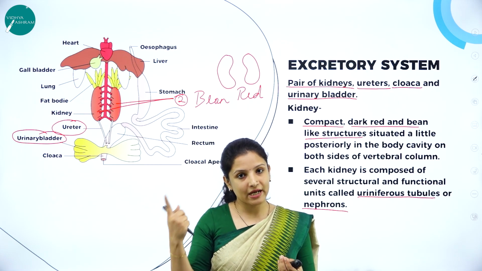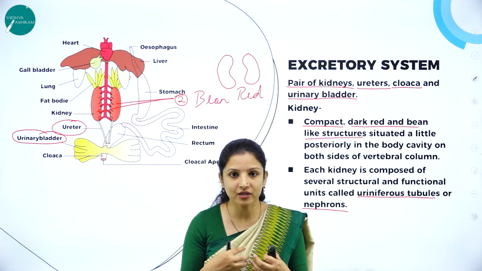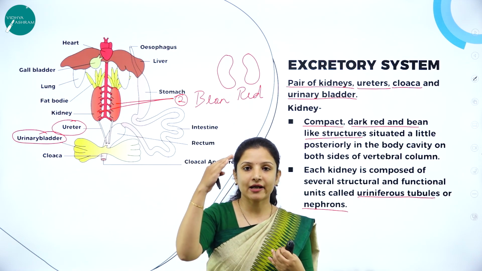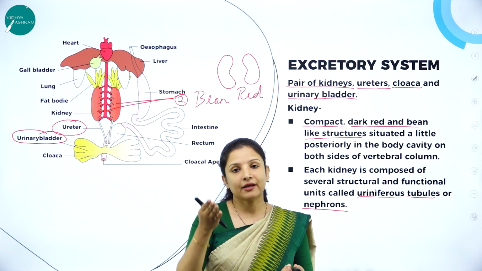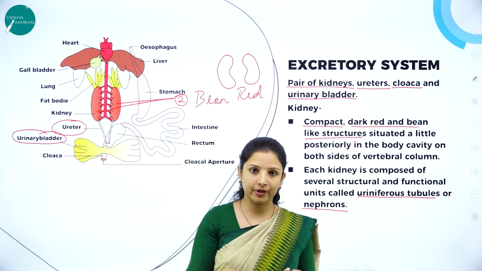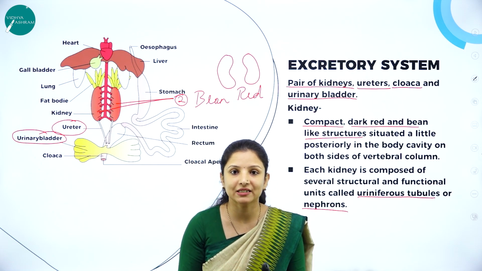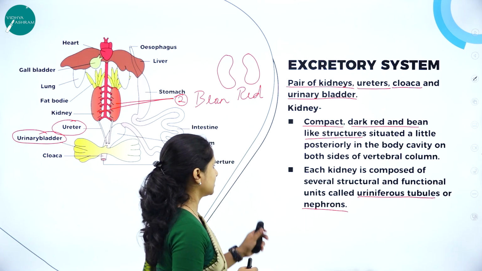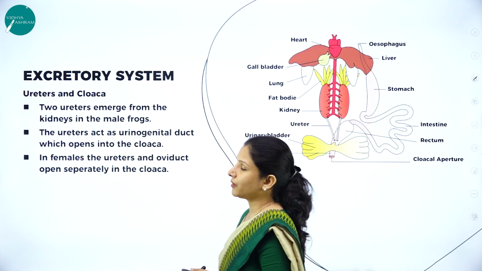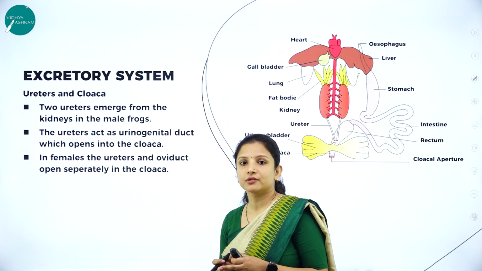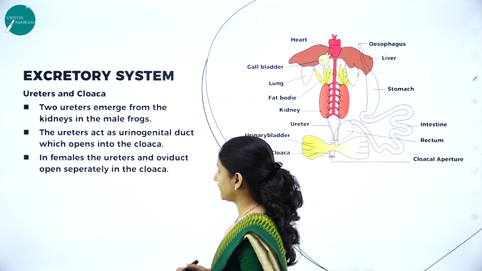But when it comes to digestion, the food material, the solid waste actually comes out through the rectum, then to the cloaca, and then through the cloacal aperture. For solid waste, kidneys are not involved. So don't get confused there. So this is about the structure of the kidney. They are bean shaped and red in color, all that we have seen.